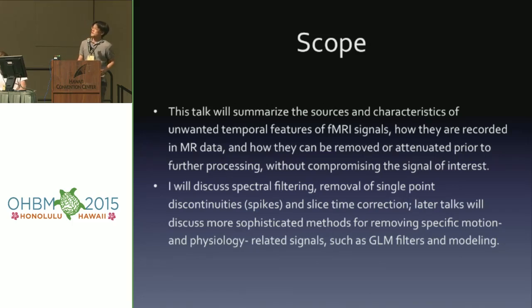Okay, so here's the scope of this talk. At the beginning, I will introduce all the noise sources for fMRI signal, especially their temporal characteristics and how they are represented in fMRI data. And then I will discuss several methods to denoise, and also to attenuate them if we cannot really remove them all. I will concentrate on three topics. The first one is spectral filtering. The second one is spike removal. The last one is slice timing correction. And the later talks will dive into more sophisticated denoising methods.